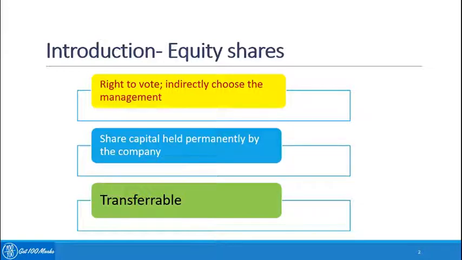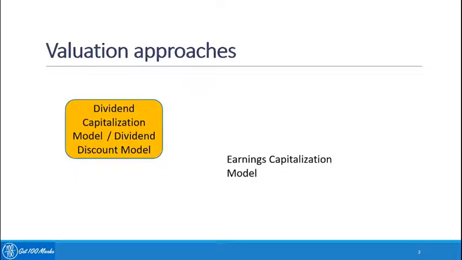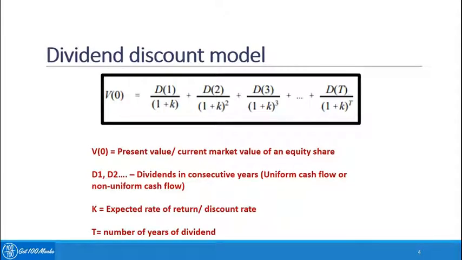Equity shareholders get dividends depending upon the profits made by the company. So their cash flows are quite uncertain, as against preference shares and bonds. Now in this session we will look at the dividend capitalization model or dividend discount model and the earning capitalization model to understand how equity shares are valued. Let's look at the dividend discount model first.